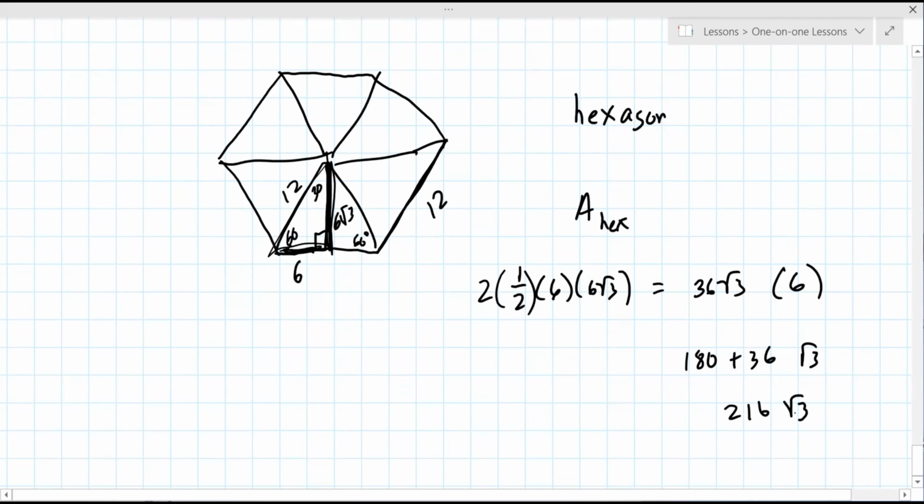So that's where you start making the connection. Yeah, the connection. I don't know what they're going to give you on this test. They could give you any of these, but you've got to know 30, 60, 90 triangles. Yeah, that's a good shortcut right there.